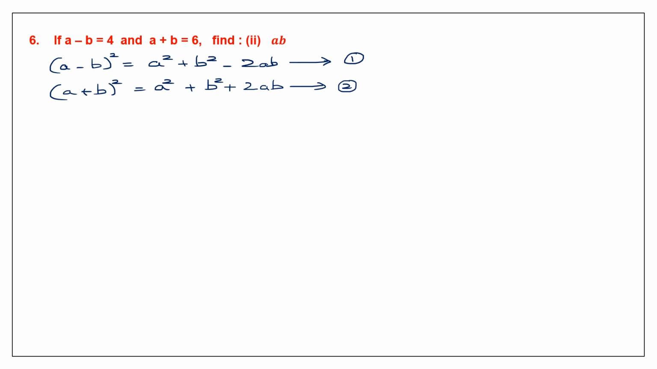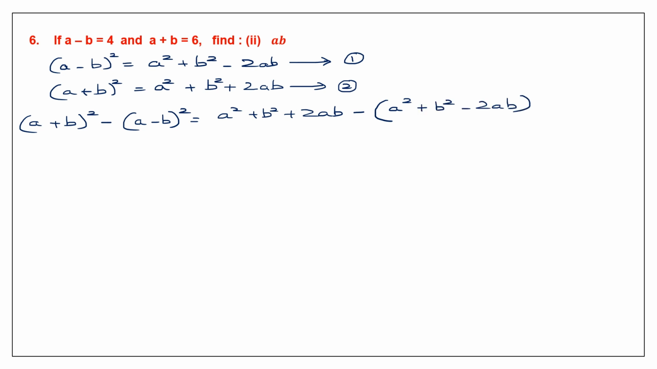Now this time, since we have to find ab, we're going to subtract these two equations. Now we're going to subtract equation 1 from equation 2. That means equation 2 comes first. So let's do that. So that means (a plus b) the whole square comes first, minus (a minus b) the whole square. This expression we write first, and that is a square plus b square plus 2ab minus, now let's put this within brackets, the first equation, a square plus b square minus 2ab.